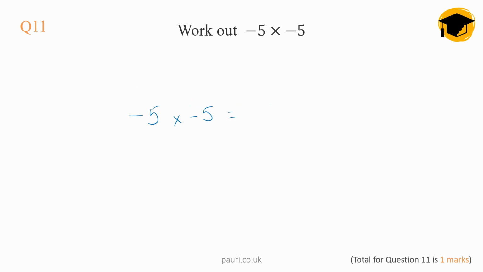Next question, the key with these is to do the signs first. So minus and minus is a plus, which I don't need to write. 5 times 5 is 25.